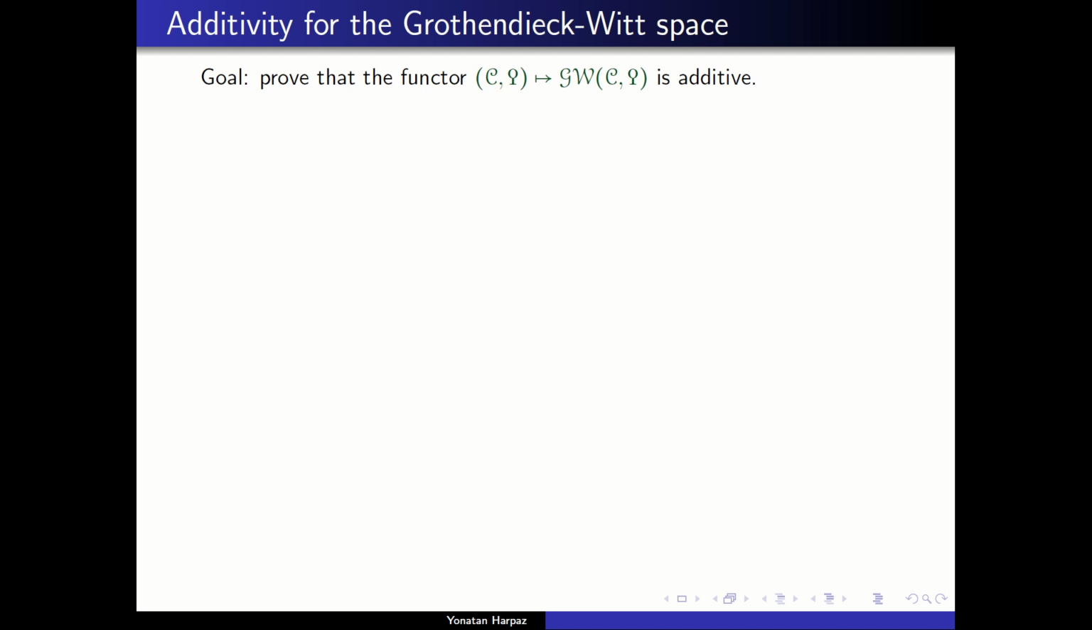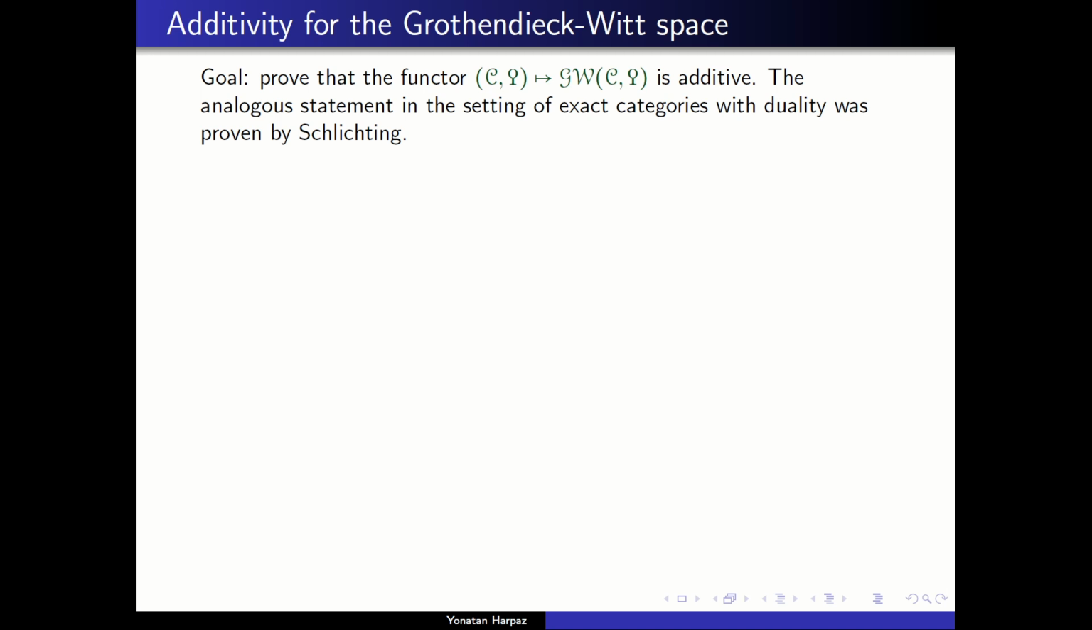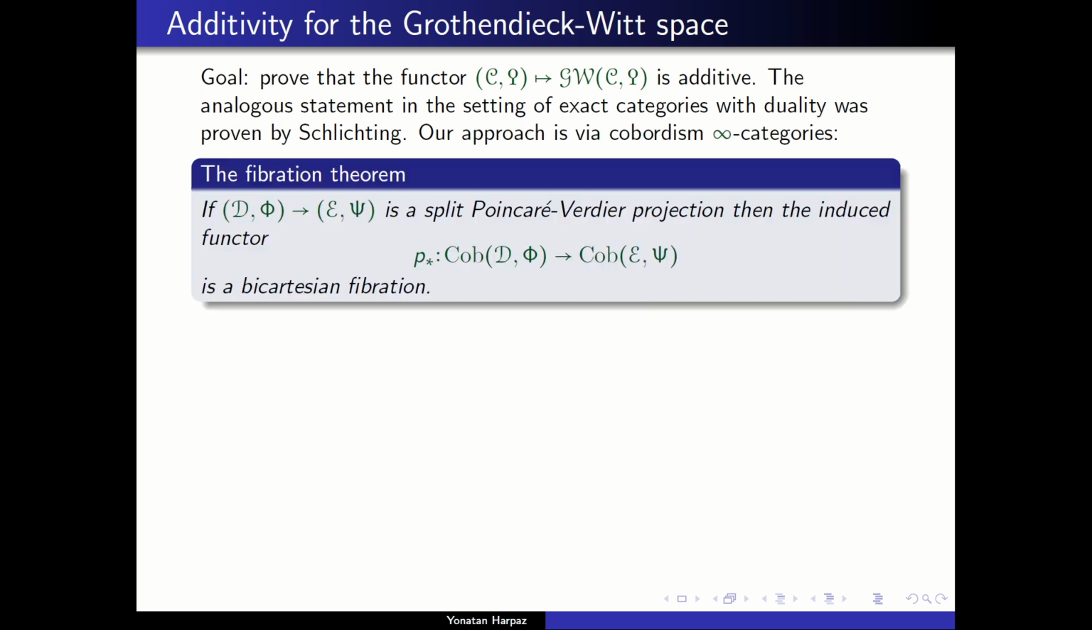Our next goal is to prove that the functor that associates to a Poincaré infinity category C copa its Grothendieck-Witt space is additive. A similar statement in the setting of exact categories with duality was proven by Schlichting. Our approach is a bit different and is based on the formation of cobordism infinity categories. And what we prove is in fact a statement already on the level of the cobordism categories, a statement of the following kind, which we call the fibration theorem.